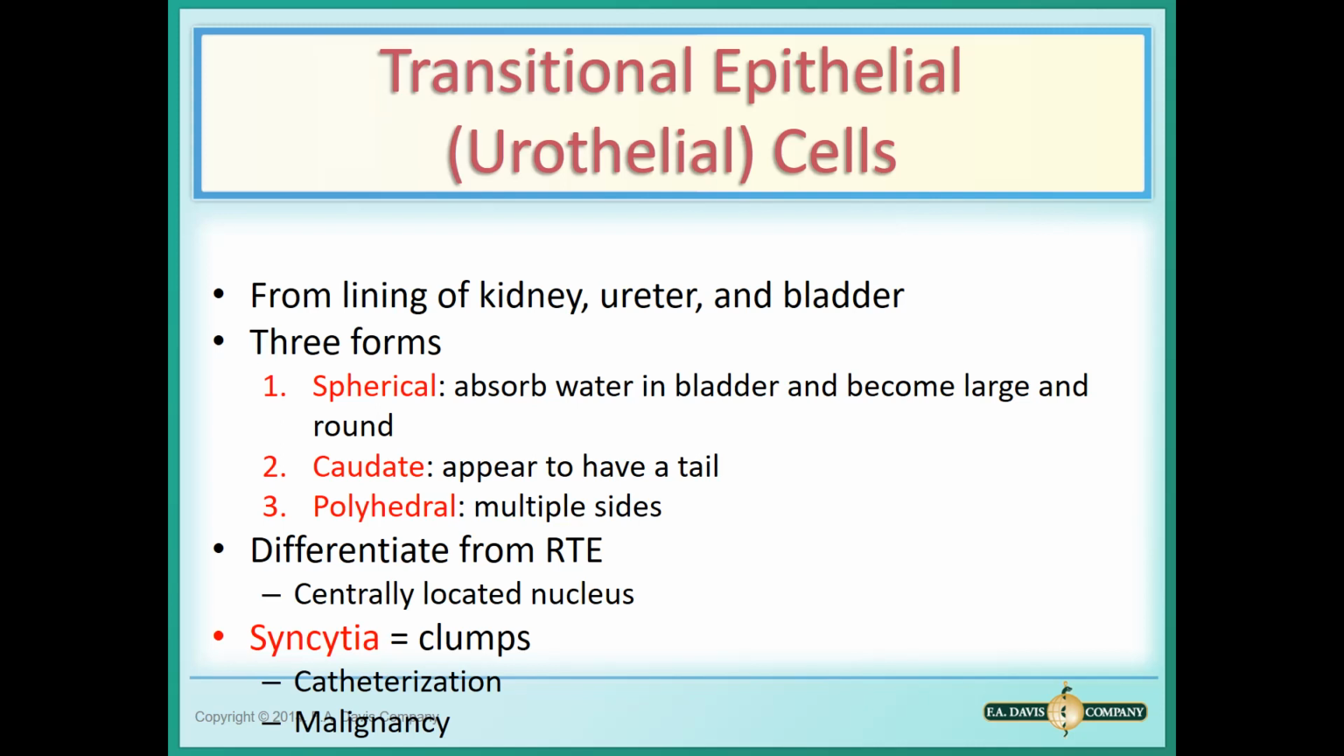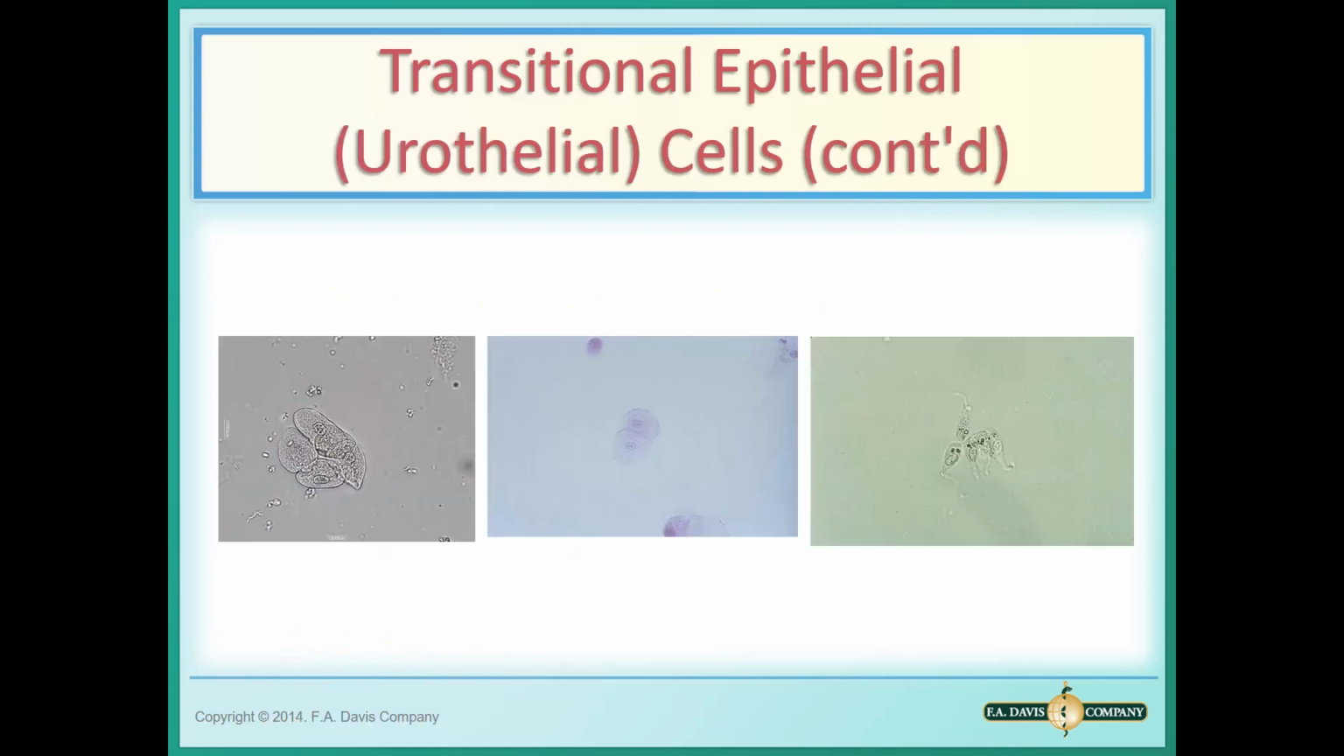If I see a syncytia of transitional epithelial cells, we may consider: was the patient catheterized, and during catheterization they just kind of scraped along the lining of the ureter, or maybe there may even be some malignancy. Here's a couple of examples. There's a syncytia. Do you see how the nucleus is right in the middle? These are those rounded shaped ones. These are the caudal or caudate cells. They have the little tail on them.